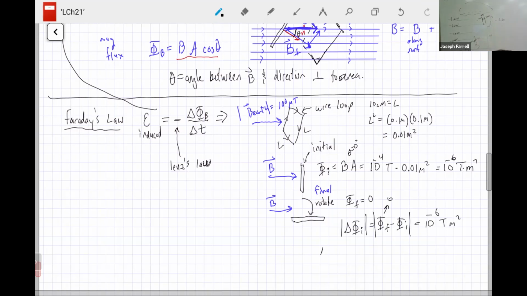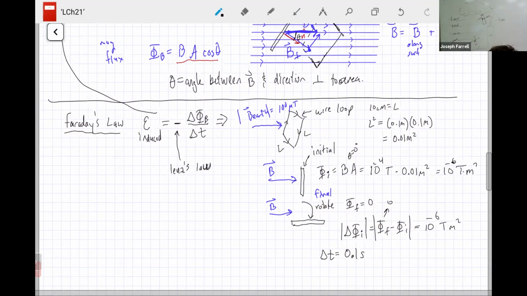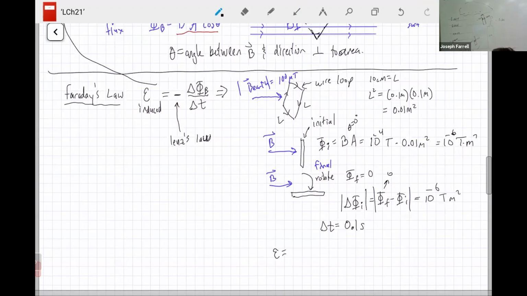Then the delta T, I didn't say what that was. So just imagine how fast could you do that? Maybe 1/10 of a second. So we'll just suggest, what if I did this about as fast as I could, 1/10 of a second, maybe 1/20th of a second. Then we can compute our induced EMF. The magnitude, delta phi B over delta T. And so we've got 10 to the minus 6 Tesla meters squared divided by 0.1 seconds.